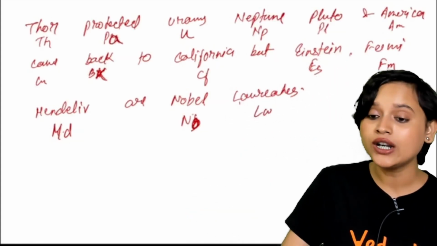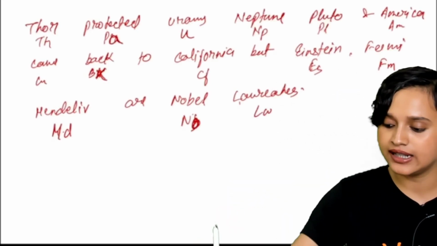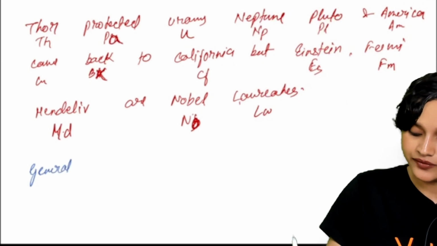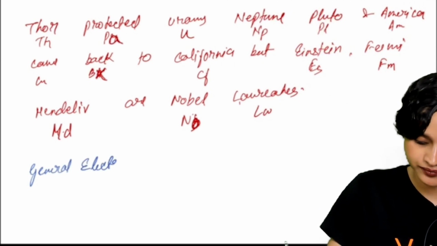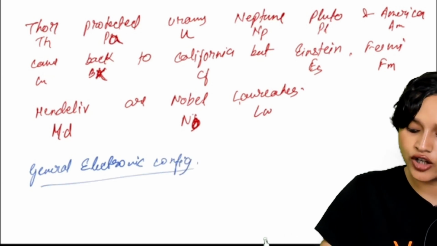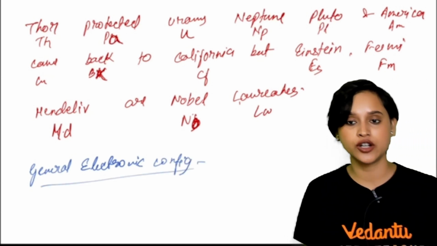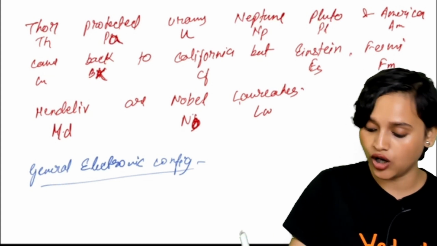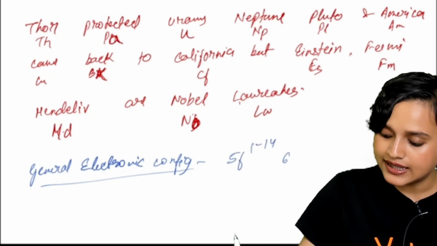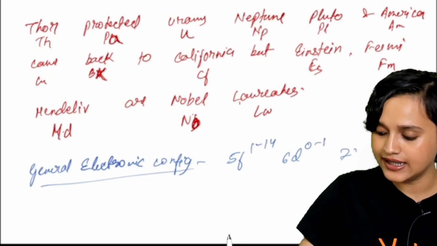Now, what is their general electronic configuration? Obviously, we will have to talk about this. Let's write about their general electronic configuration. What is the general electronic configuration, my dear student? The general electronic configuration, everybody, as you all will see, it is 5f 1 to 14, 6d 0 to 1, and it is 7s2.